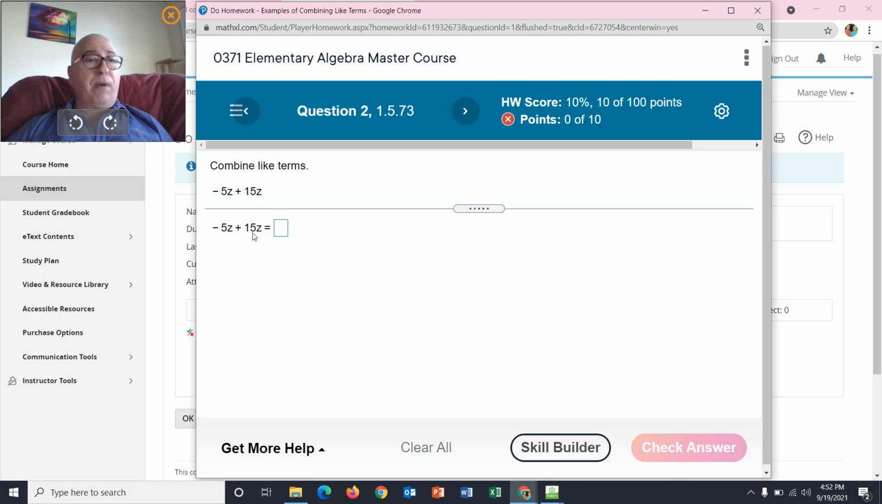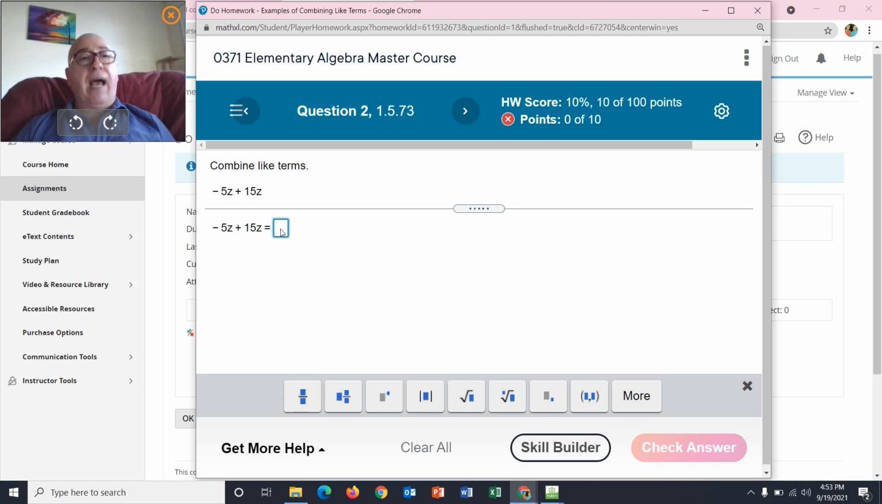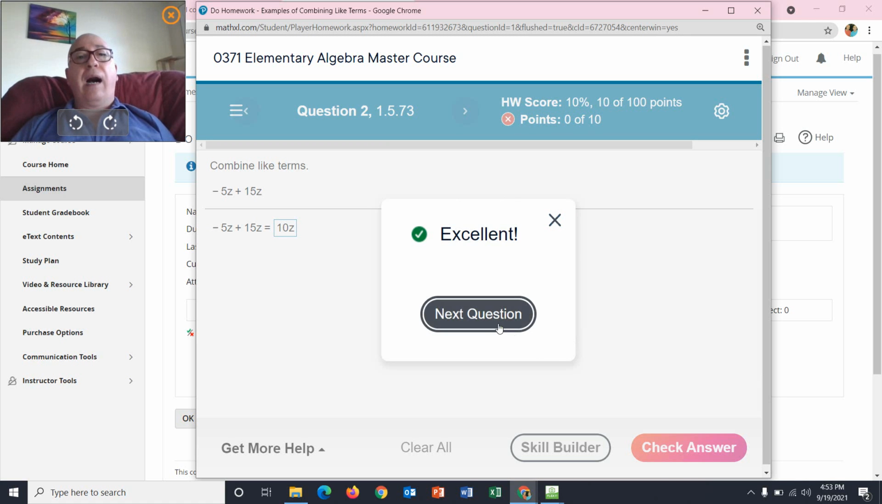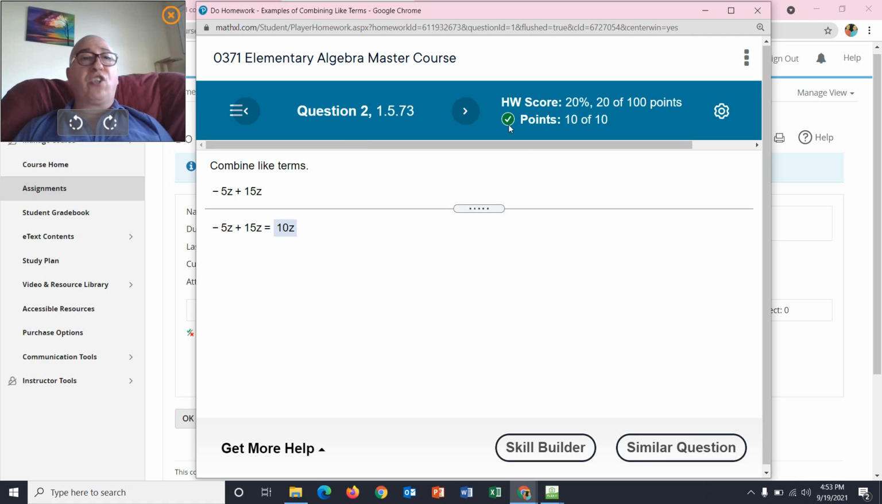Negative 5z plus 15z. Just add those coefficients. Negative 5 plus a positive 15. Remember, to add a positive and a negative, you subtract, take the sign of the bigger. So that's a 10z. Look right here, I have an X. That means I've gotten problem 2 wrong. When I check it now, I can move on to the next problem, but I want you to see this. I have a check now.